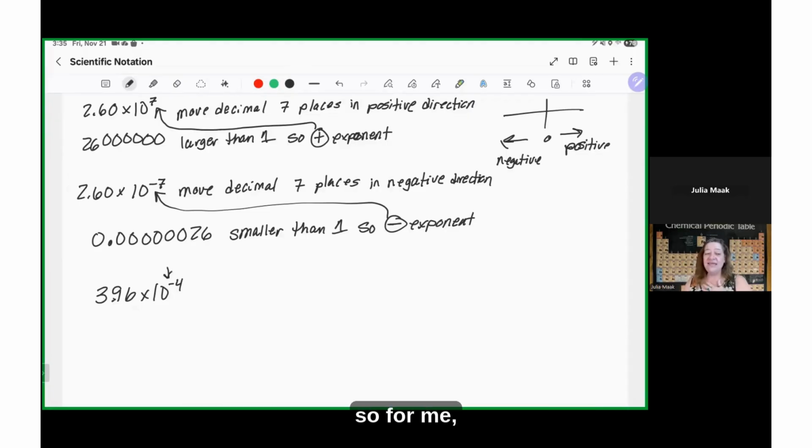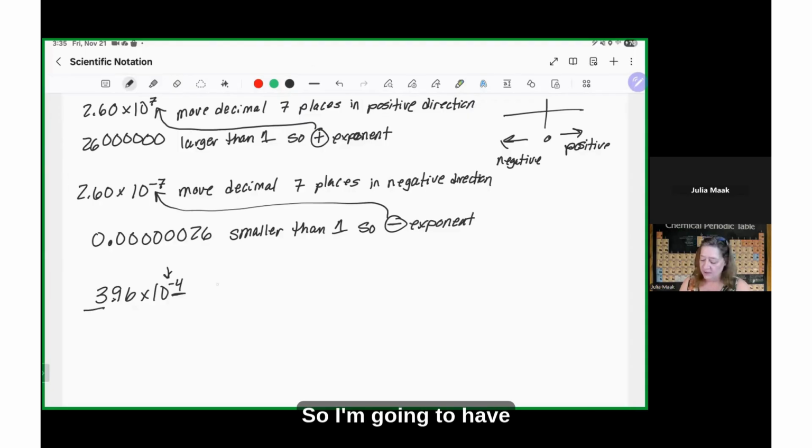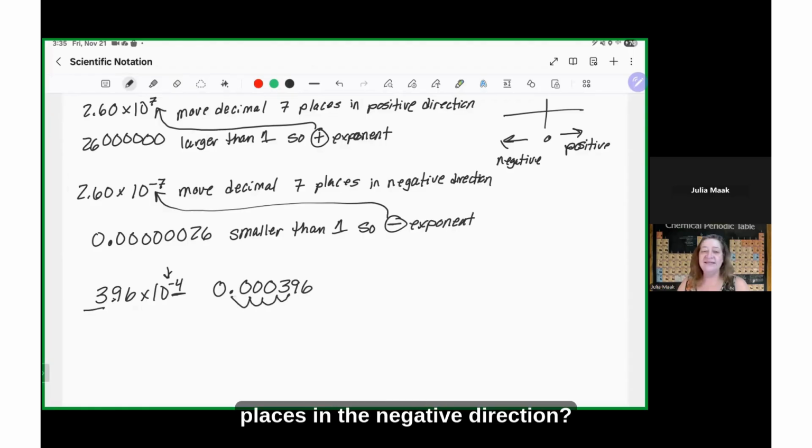So for me, the easy way to do it is I know that there's going to be 4 zeros in front of that 3. So I'm going to have 0.000, there's my 4 zeros, 396. And do you see how that is moving my decimal 4 places in the negative direction?